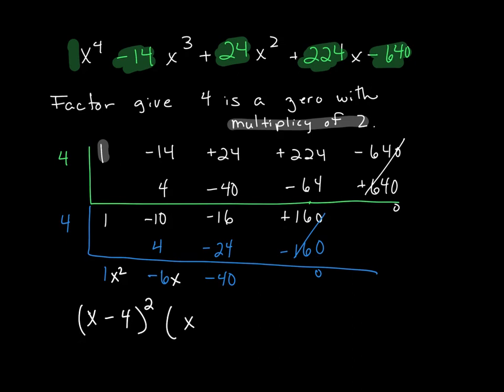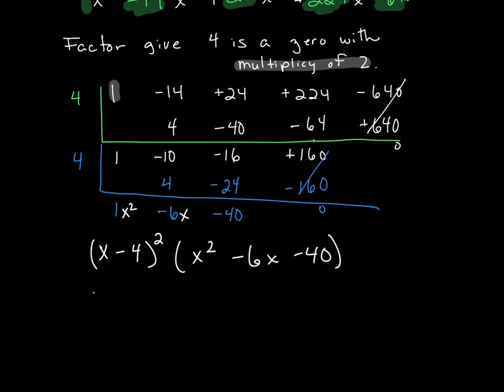I'm going to do that in 2 steps because I want to write it all out. So that's x squared minus 6x minus 40. So now I can factor that one more time. It's a polynomial, and x squared becomes the first 2 terms in my binomial.